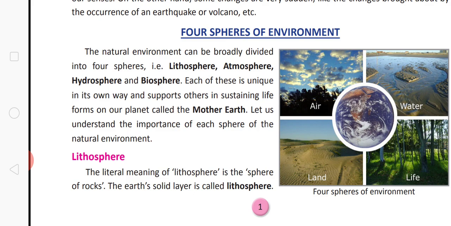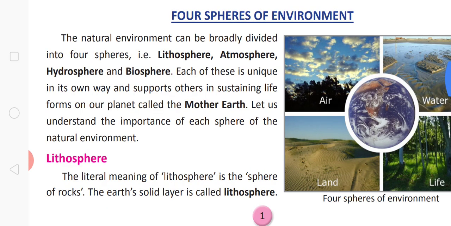Earth is called a unique planet because Earth is the only planet where different types of components are present which are very essential to sustain the life process. What are they? These are the four spheres of the environment: lithosphere, atmosphere, hydrosphere and biosphere. These are present on the earth. Therefore, life has been possible on the earth. It is known as a unique planet. So let us understand the importance of each sphere of the natural environment.